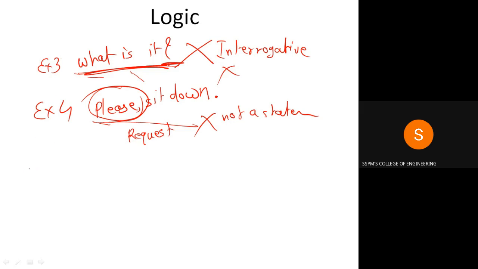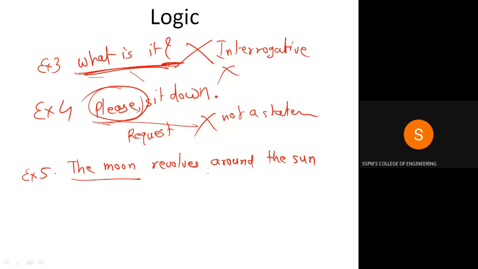So next example. Example 5. The moon revolves around the sun. We all know that the moon revolves around the earth, but what is said in this sentence? The moon revolves around the sun. So the truth value of this statement is false. Truth value is false, but it is a statement. Its truth value is false, but it is still a statement.